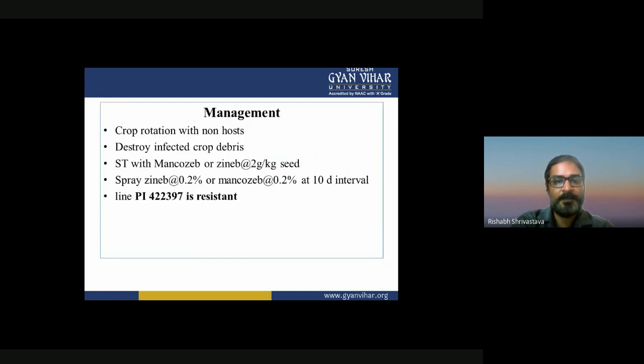Management: crop rotation with non-hosts, destroy infected crop debris, seed treatment with mancozeb or Zineb at 2 gram per kg seed, spray Zineb at the rate 0.2% or mancozeb at the rate 0.2% at 10-day interval. Line PI 422397 is resistant.